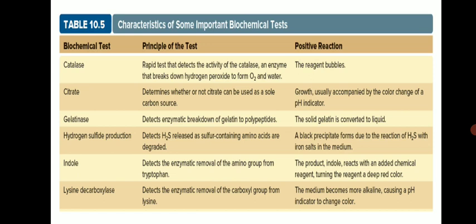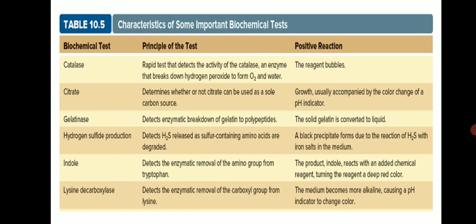So overall, we collect all these clues and compare them with already published data or already characterized groups of microbes, and after comparing we can place unidentified microbes into a particular taxonomic category.